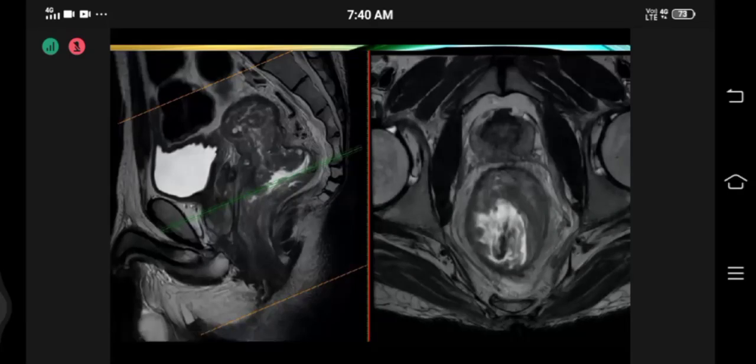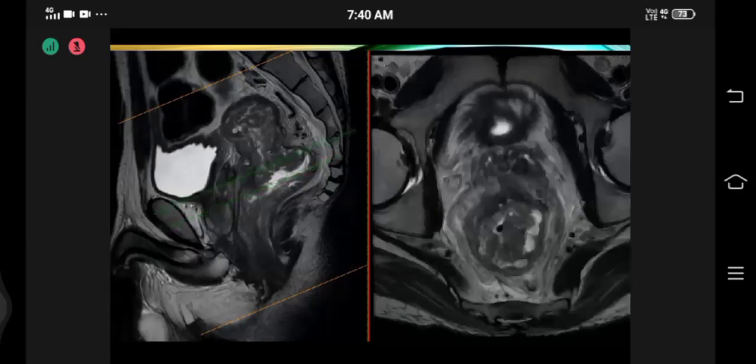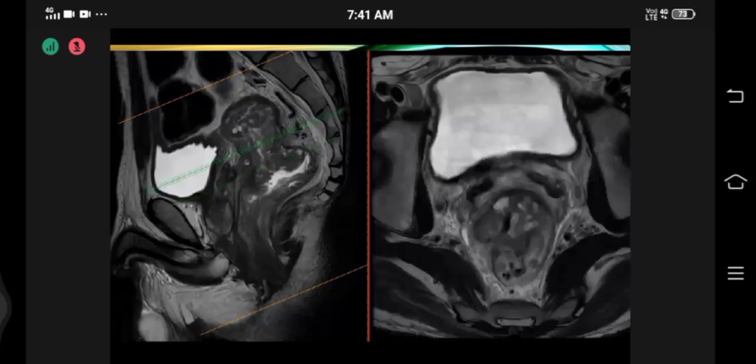I hope the images are projecting well. So this is how the MRI is acquired on axial view. This is the tumor which we are seeing on the axial view, and this is the sagittal.